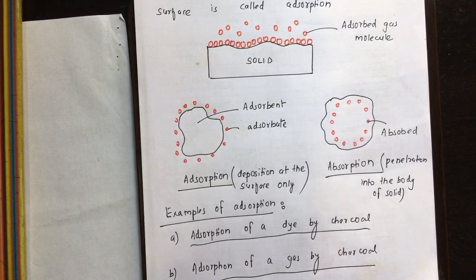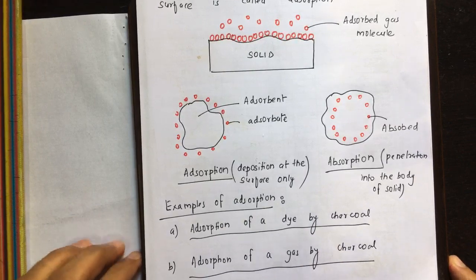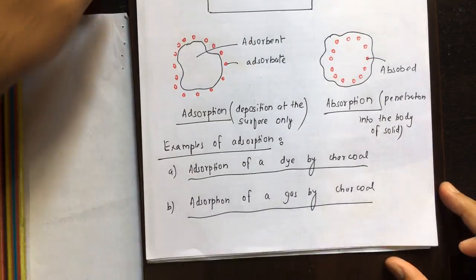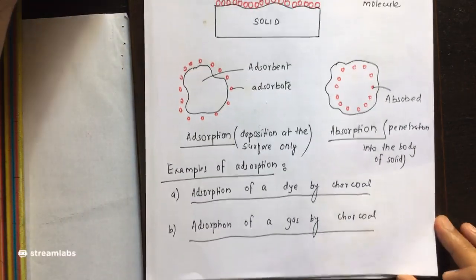If you talk about a chalk crayon, when you dip that chalk crayon in ink, what happens? Adsorption happens, because when you break it you will find white from inside. So an example of adsorption is the adsorption of a dye by charcoal.